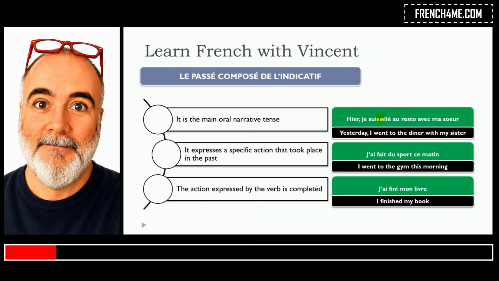So, hier, je suis allé au resto avec ma sœur. This is the concept of oral narrative tense. J'ai fait du sport ce matin. It's an action that took place in the past. J'ai fini mon livre. The action is completed because now you don't read it anymore.